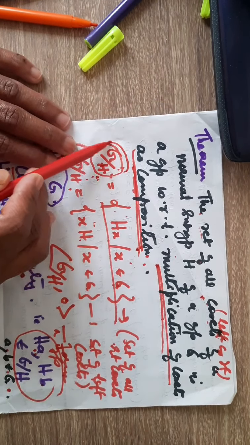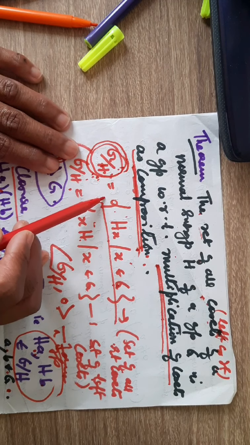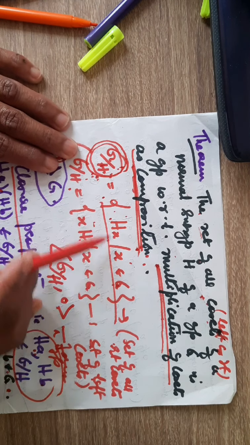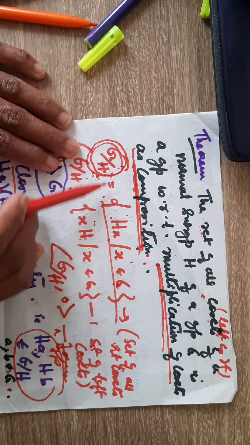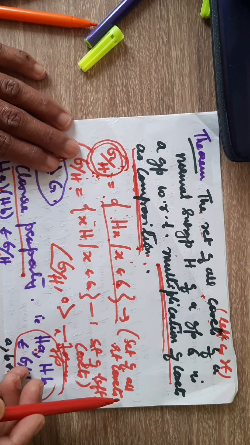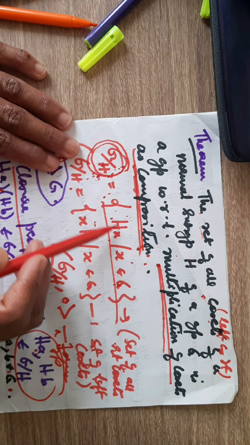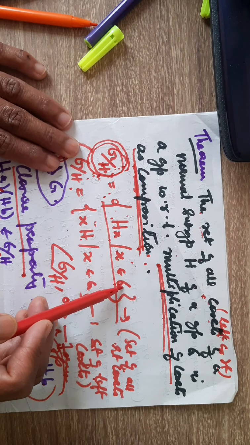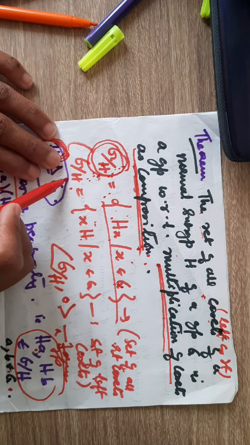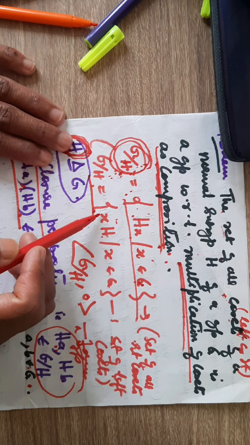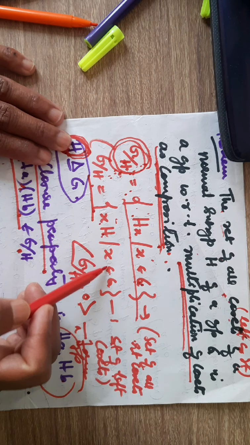So now let me take this G/H. Let G/H contain all those left or right cosets. In this case, without loss of generality, I'll consider the case of the set of right cosets. That means G/H contains this set of right cosets Hx such that x belongs to G. Or G/H also can be of this form: it contains the set of all left cosets xH such that x belongs to G.